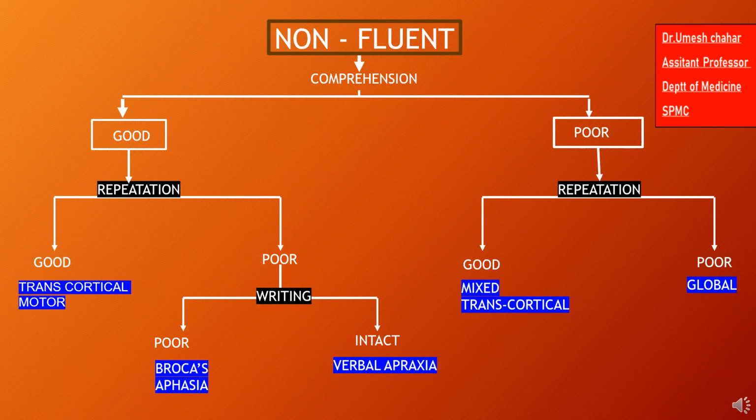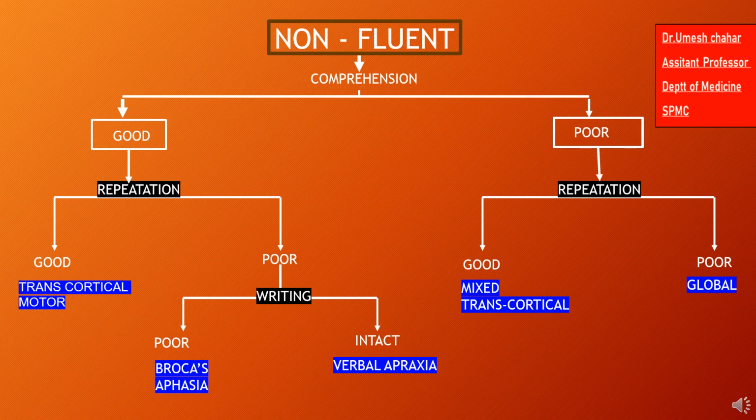After examination of the word output, we will classify the patient in either the non-fluent or fluent category. In the non-fluent category, we have to see the comprehension. If the comprehension is good, then next we have to examine repetition of the speech. If the repetition is also good, then we will classify it as transcortical motor aphasia, which means that the patient is having decreased word output, his comprehension is good, and his repetition is also good.